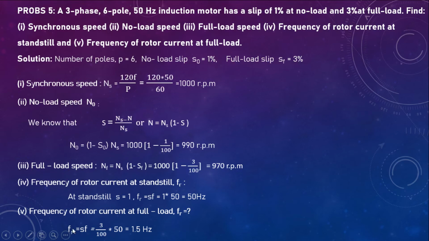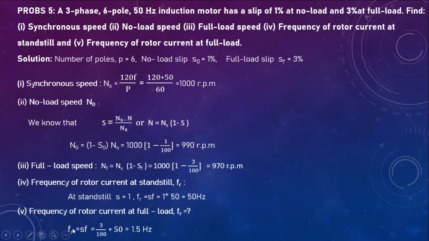Next, frequency of rotor current at standstill. What is the frequency of rotor current at standstill? At standstill, what is s? Standstill means the rotor is not moving. When n is equal to 0, slip is equal to 1. When the slip is equal to 1, fr is equal to f. That means at standstill, the frequency of rotor current is the same as the frequency of supply, that is 50 Hz.